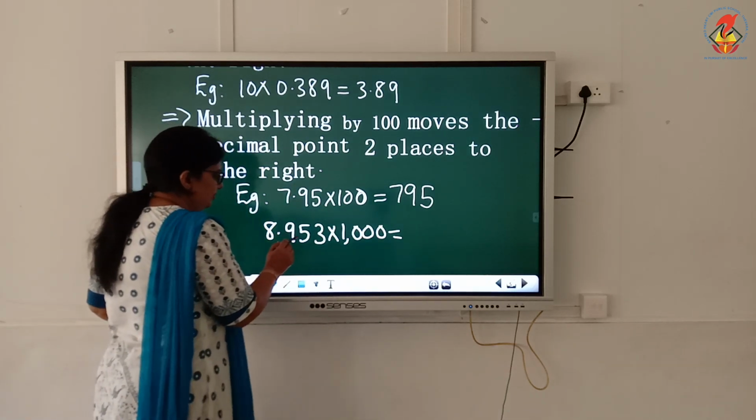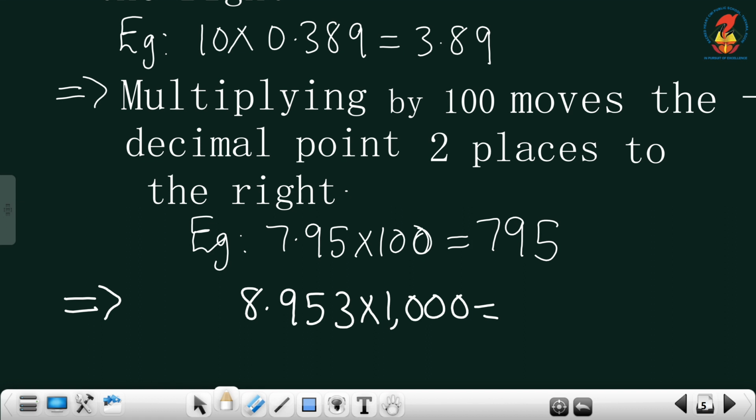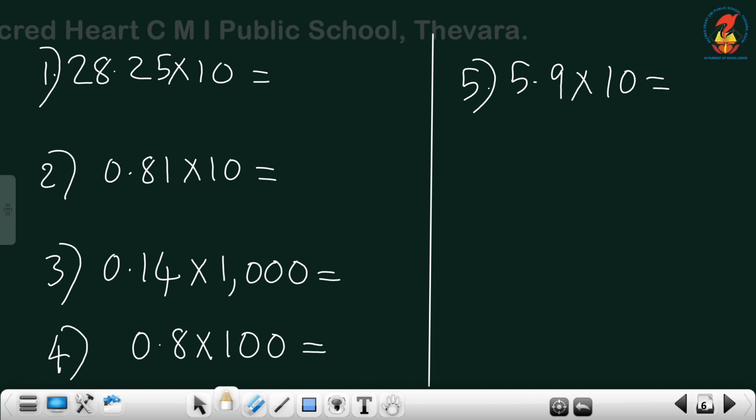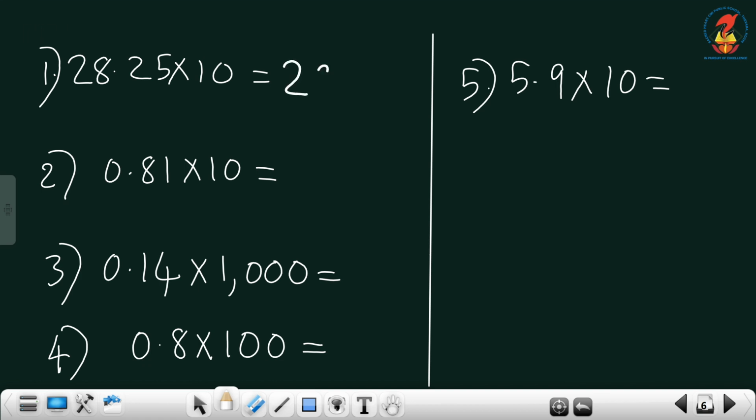For 1 jump it will become 89.53, and the second jump it will become 895.3, and the third one it will become what? 8953. Here the answer is 8953. Okay, and the next one is 28.25 into 10. What will happen there? Into 10 only, 1 zero is there. The decimal point needs 1 jump to the right only, right? And it will become 282.5.